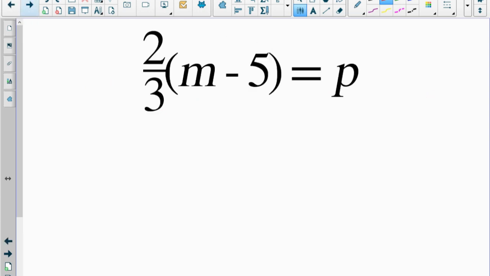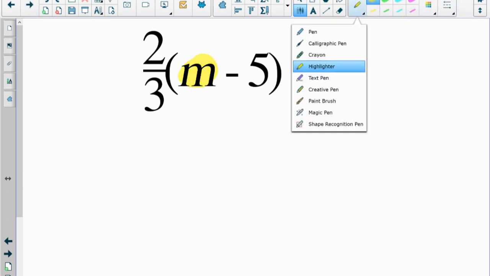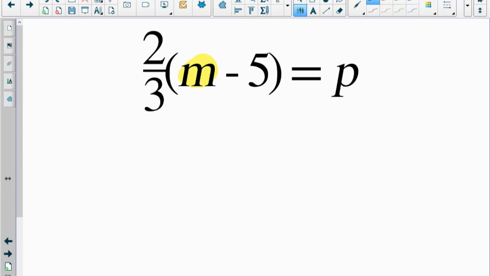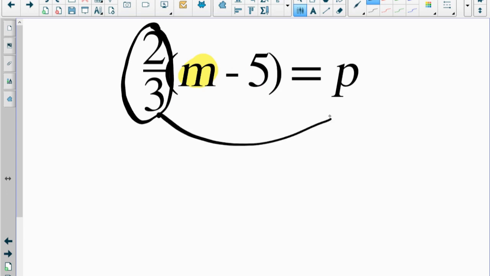We'll look at one more. It's a little bit more involved here. This equation is already solved for P because P is by itself. So let's solve for M instead. Let's try to get M by itself. So I'm going to mark that here. Solve for M. Now we do have to get rid of this -5. However, since that's in parentheses, we want to start with what's outside of the parentheses, getting rid of that 2/3 and moving it to the other side using our inverses.